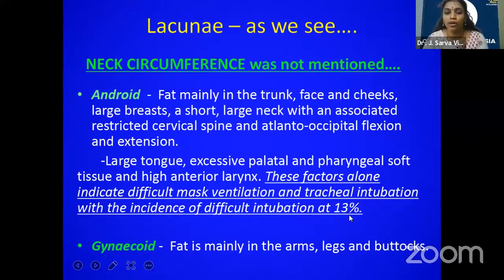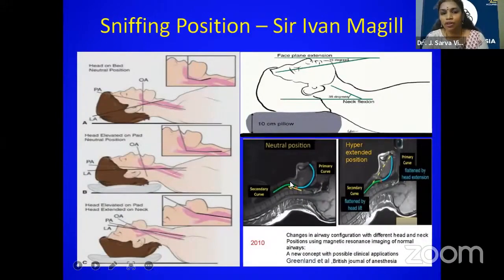Whereas in patients with gynecoid type of obesity, the fat is mainly in the arms, legs, and buttocks. So if the neck circumference was mentioned, we might have had a better idea about the difficult intubation outcome also. So that was not mentioned. So that bias is not yet ruled out. Now, exploring further, the sniffing position was first described by Sir Ivan Magill almost 100 years back, almost in the 1930s.